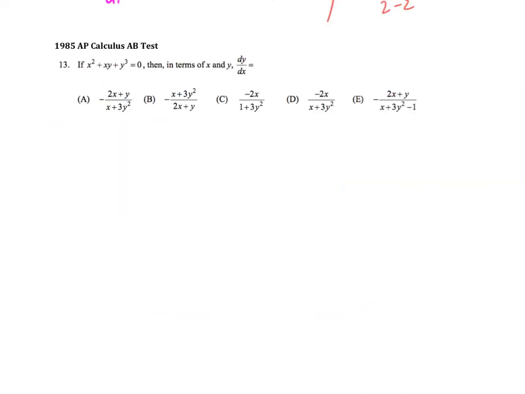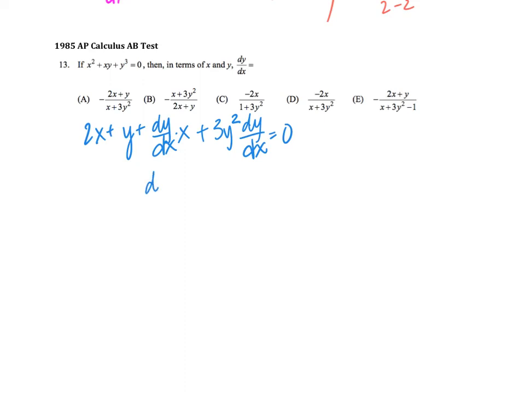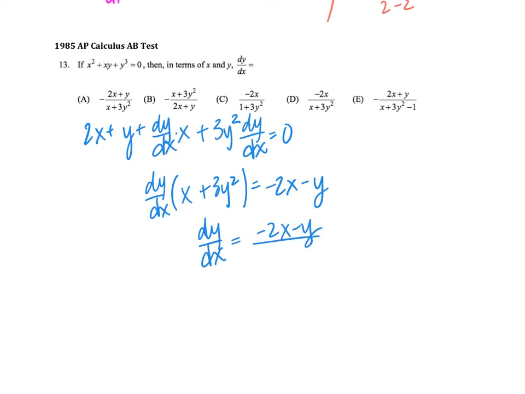All right, the last question. Let's go ahead and take the derivative. We get 2x. I'm not even going to prep you. The derivative of x times y, because of the product rule, is 1y plus dy dx times x. The derivative of y cubed is 3y squared dy dx. The derivative of 0 is 0. They want us to get dy dx by itself. I'm going to factor out my dy dx from my x and 3y squared. I'm going to throw the 2x and the y on the other side, leaving me with dy dx is negative 2x minus y over x plus 3y squared.